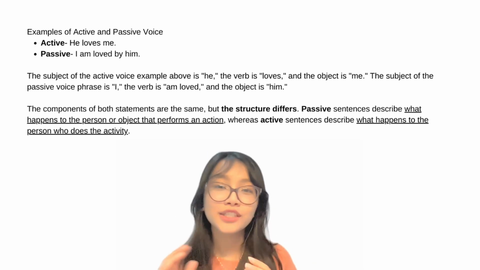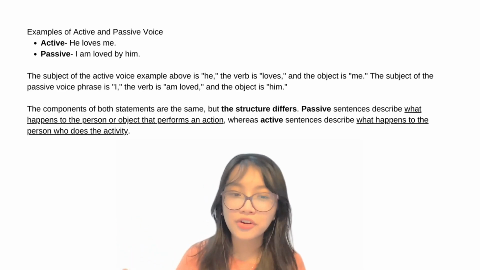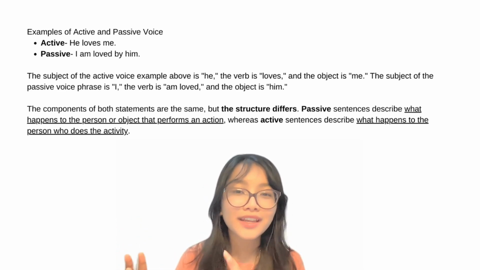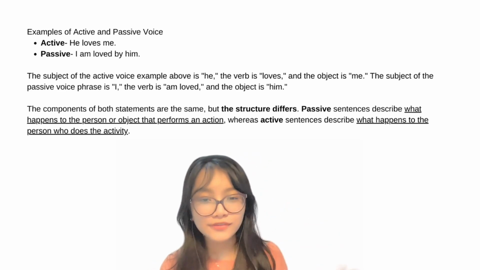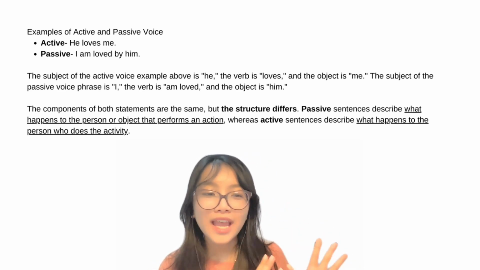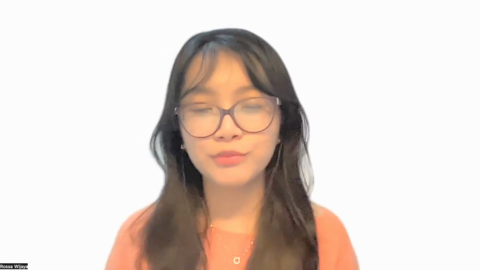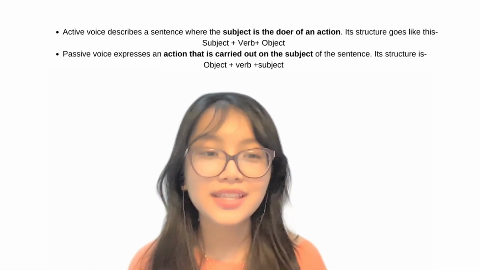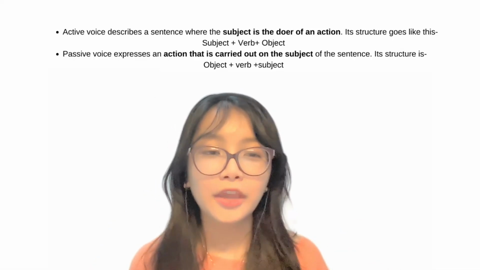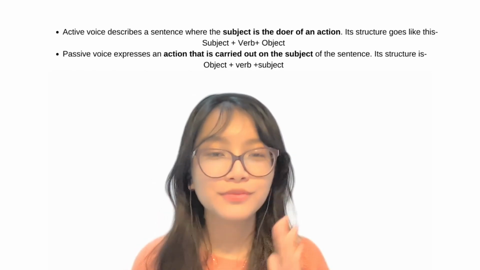Passive sentences describe what happens to the person or the object that receives an action, whereas active sentences describe what happens to the person who does the activity. So, we can conclude that we use active voice when we want to focus on the subject, and we use passive voice when we want to focus on the object. And we can also conclude that the structure of the sentence is generally, for active voice, subject, verb, object, and for passive voice, object, verb, subject.